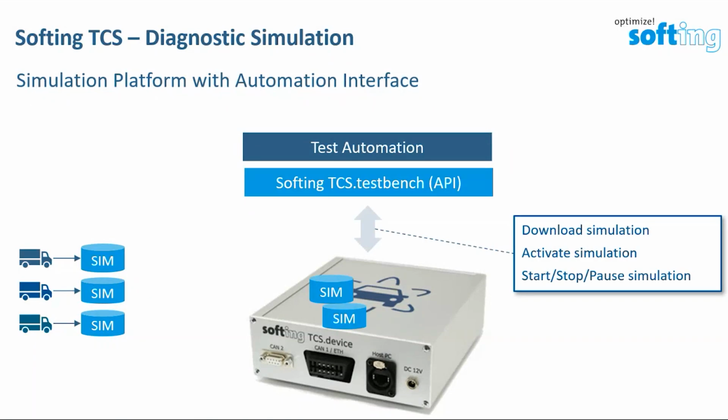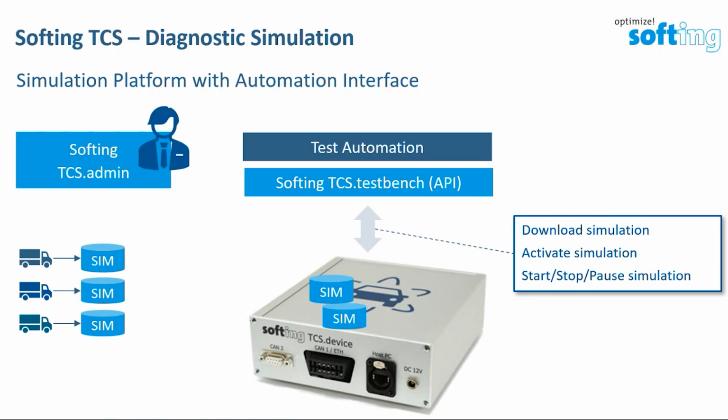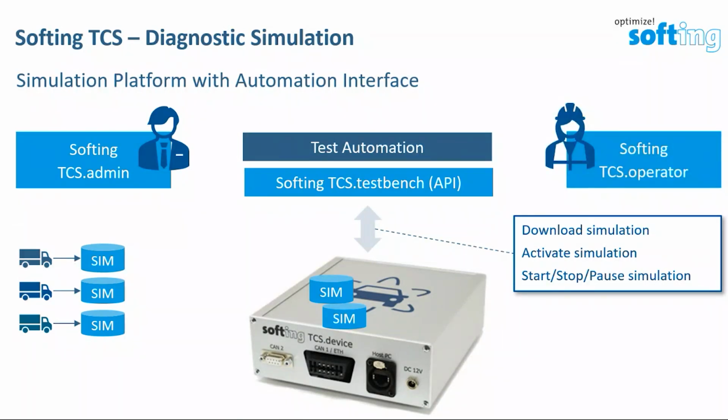The automation can get control of the simulation device via API. It's called test bench in this case. You can see it's possible to download the simulation, to activate it, to start, stop, and pause the simulation as well. Simulation files can be created with our TCS admin tool. This one we'll show you later, in Dirk's presentation. And we also have the possibility of manual access to the simulation, and this you can do with the TCS operator.